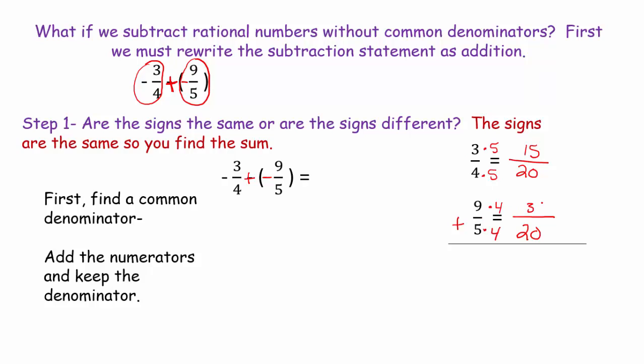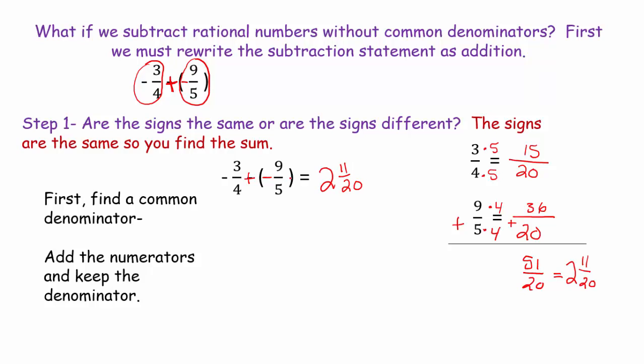9 times 4 is 36. We're going to add those up. 15 and 36 is 51 over 20. How many times does 20 go into 51? Twice, with 11 left over. So it's 2 and 11/20ths. So we have our common denominator. We added the numerators. We kept the denominator. We rewrote our improper fraction as a mixed number. So this is 2 and 11/20ths.